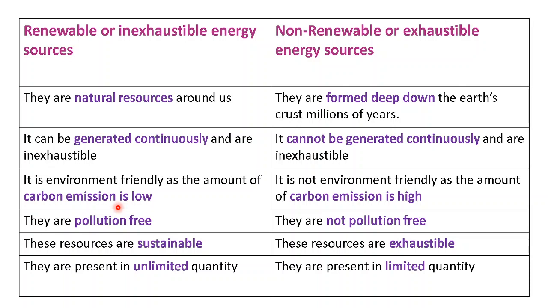So renewable energy sources are pollution free, and non-renewable energy sources are not pollution free. Renewable or inexhaustible energy sources are sustainable. They can sustain for a longer period of time on the earth, and we can rely on them. Non-renewable energy sources are exhaustible, that means once you use them, they won't be able to replenish. Renewable energy sources are present in unlimited quantity, while non-renewable energy sources are present in limited quantity.